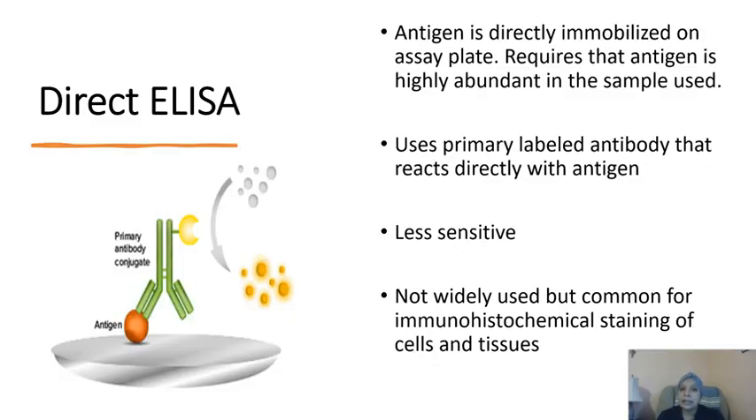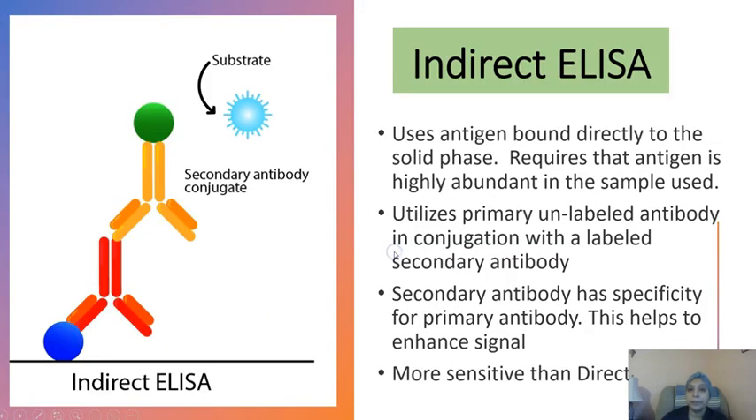So in a direct ELISA, just to remind you, antigen is directly immobilized to the assay plate. It requires that you have lots and lots of this. It is relatively cheap as ELISAs go, because you just have a single antibody. Its primary labeled antibody is going to react with your antigen. It's less sensitive, obviously, because it's not going to be very specific. And it is not widely used for ELISA purposes, but in immunohistochemical staining, where you have cells and tissues, it can be used very well.